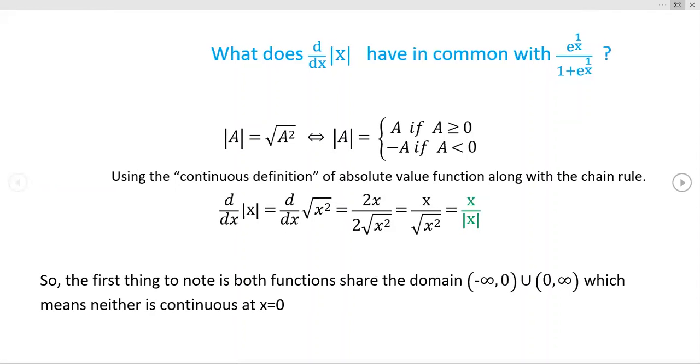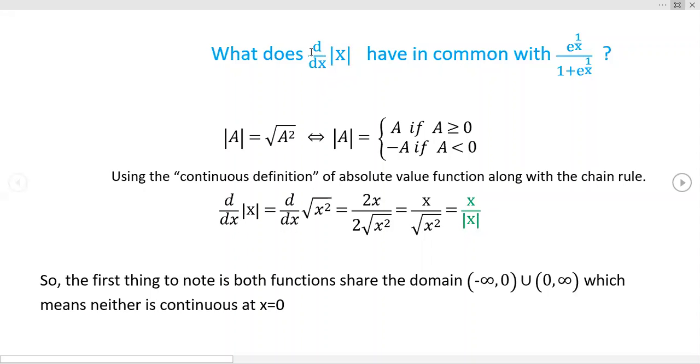Now, this looks awfully weird, and you may not share my enthusiasm, but the question is, what does the derivative of the absolute value function have in common with this expression right here? Now, this is just a function: e to the 1 over x over the quantity 1 plus e to the 1 over x.